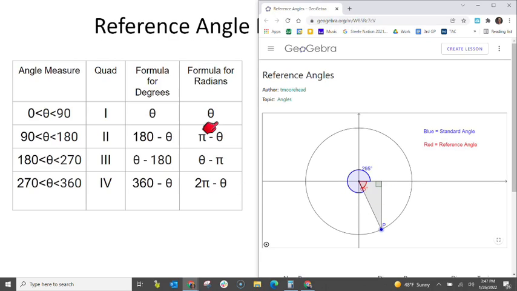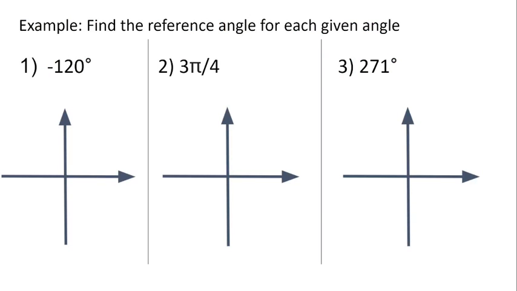Now, with each of these, I've given the corresponding formula for radians. The only difference is that anytime you see 180 degrees, you'd replace that with pi radians. Anytime you see 360 degrees, you'd replace that with 2 pi radians. Now, one slide of examples and then we'll be done.